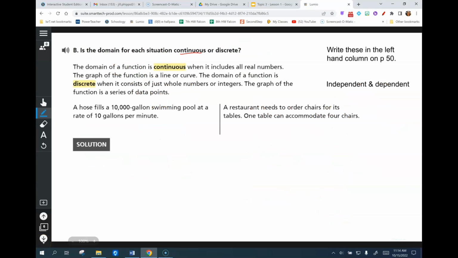Which brings up continuous and discrete. And that's what we were referring to. If you have a continuous domain, then that means it can be all real numbers. In other words, it can be fractions and decimals. Okay? And that's what I talked about an independent, dependent on that one. And discrete has to be whole numbers and integers. So continuous, you can have portions of it. Continuous is going to be like gallons and miles and time, whereas discrete is going to be chairs or tables or people or books or anything like that.